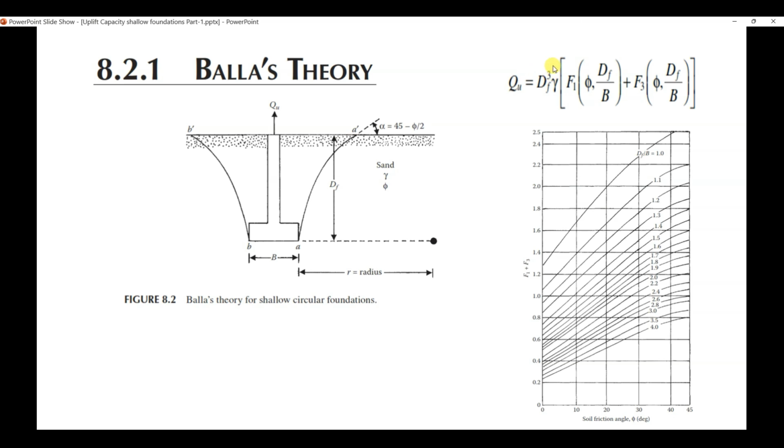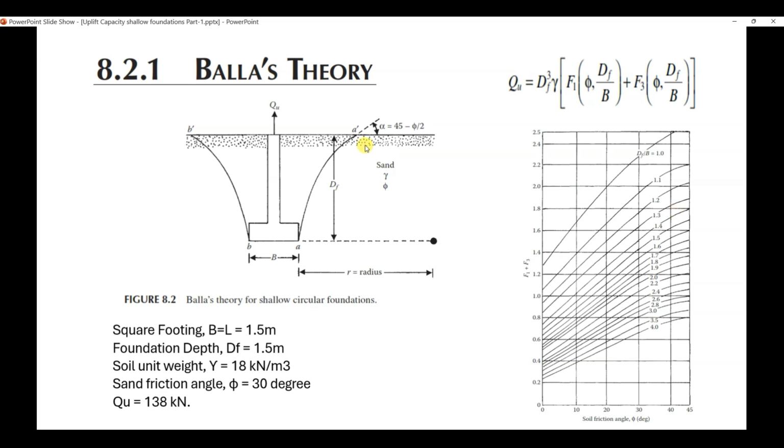So you have this data. Then for this, you have 2.28 or 26, whatever. Then you are done with your calculation. So let's check out an example. Square footing, B equals L, 1.5 meters. Foundation depth is 1.5 meters. Soil unit weight is 18 kilonewton per meter cube. Sand friction angle is 30 degree. Q equals 138 kilonewton. If you chunk together all these data, you will end up getting this result, 138 kilonewton. Okay. So this is fairly easy.